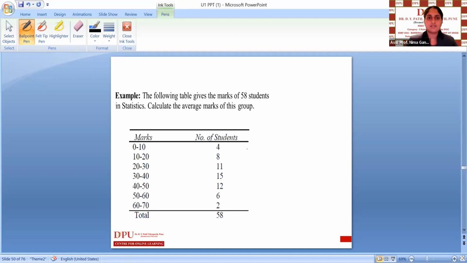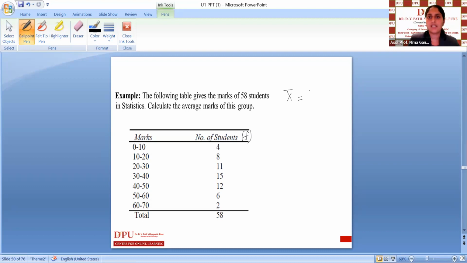So for continuous frequency distribution, what is the meaning of continuous frequency distribution? It means you have the groups of numbers, or you can say the classes, in the first column, and the respective frequencies in the second column. When such data is given to you, the number of students means the frequency. Because how many students are scoring between 0 to 10 is 4. So this is the frequency.